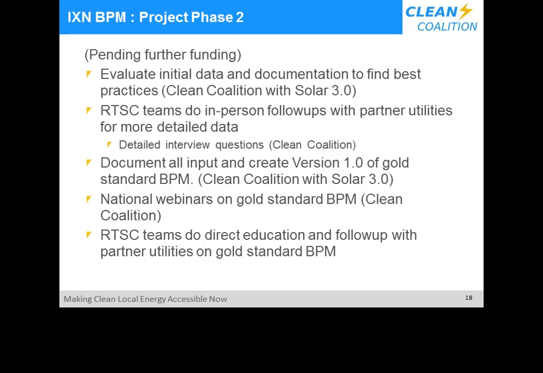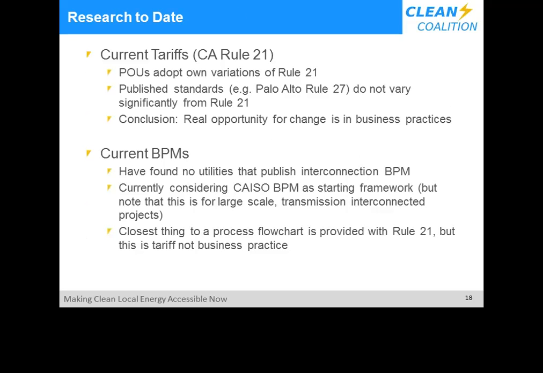So the investor-owned utilities must adhere to this rule, but the publicly owned utilities, the POUs, can adopt whatever variations of this they'd like. We found that some of the utilities that have published their own versions of the rules, for example Palo Alto, which has what's called Rule 27, are actually quite similar to Rule 21. There hasn't been a whole lot of variation. So in terms of opportunity for streamlining interconnection, it's less a matter of improving the tariffs, the rules, and more a matter of standardizing and improving the actual business practices of how they implement those rules.